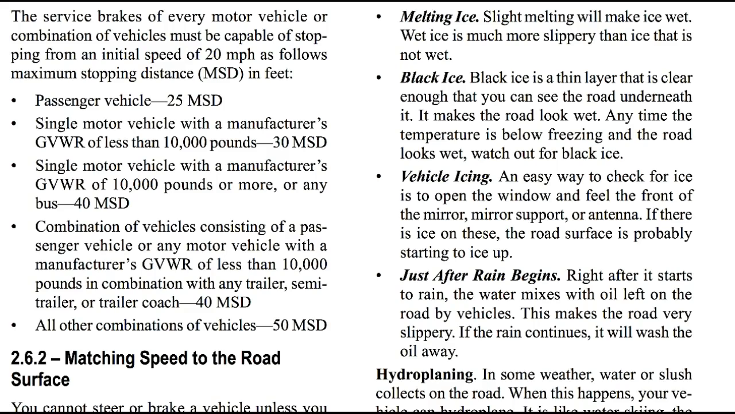A single motor vehicle with a manufacturer's gross vehicle weight of less than 10,000 pounds has a 30 feet maximum stopping distance. A single motor vehicle with a manufacturer's gross vehicle weight of 10,000 pounds or more has a 40-foot maximum stopping distance. Now, a combination of vehicles consisting of a passenger vehicle or any motor vehicle with a manufacturer's gross vehicle weight of 10,000 pounds in combination with any trailer, semi-trailer, or trailer coach, 40 feet maximum stopping distance. All other combinations of vehicles have a 50-foot maximum stopping distance.